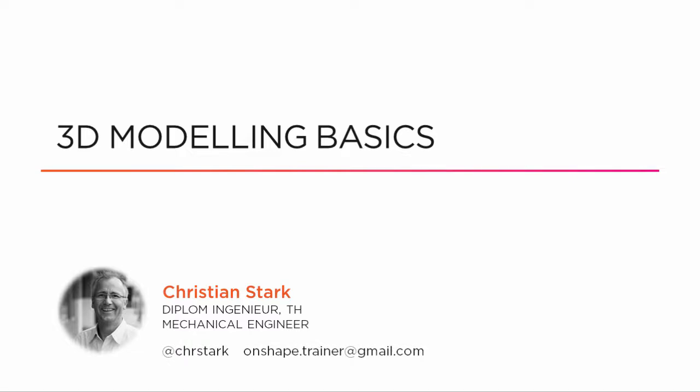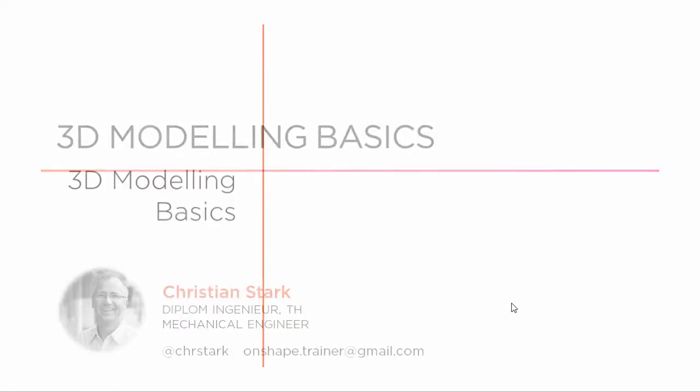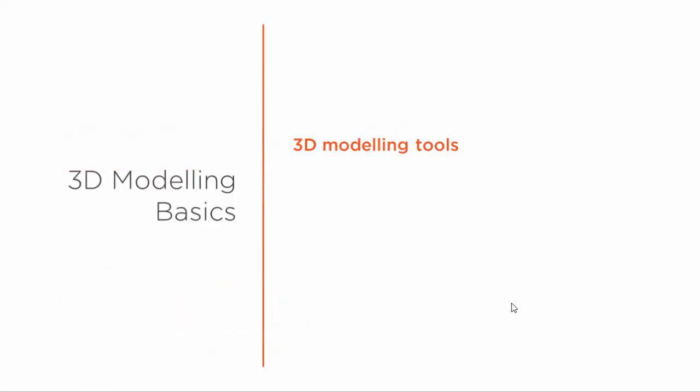My name is Christian Stark, and in this clip I will introduce 3D modeling basics. In the last clip we created the sketch for our GoPro part. We're now ready to extrude the sketch, but before we do that I will briefly outline the various 3D modeling tools available in Onshape to create 3D parts. We will use these tools to add and remove material to create our 3D GoPro part. Lastly, I will explain the elements of a 3D part.